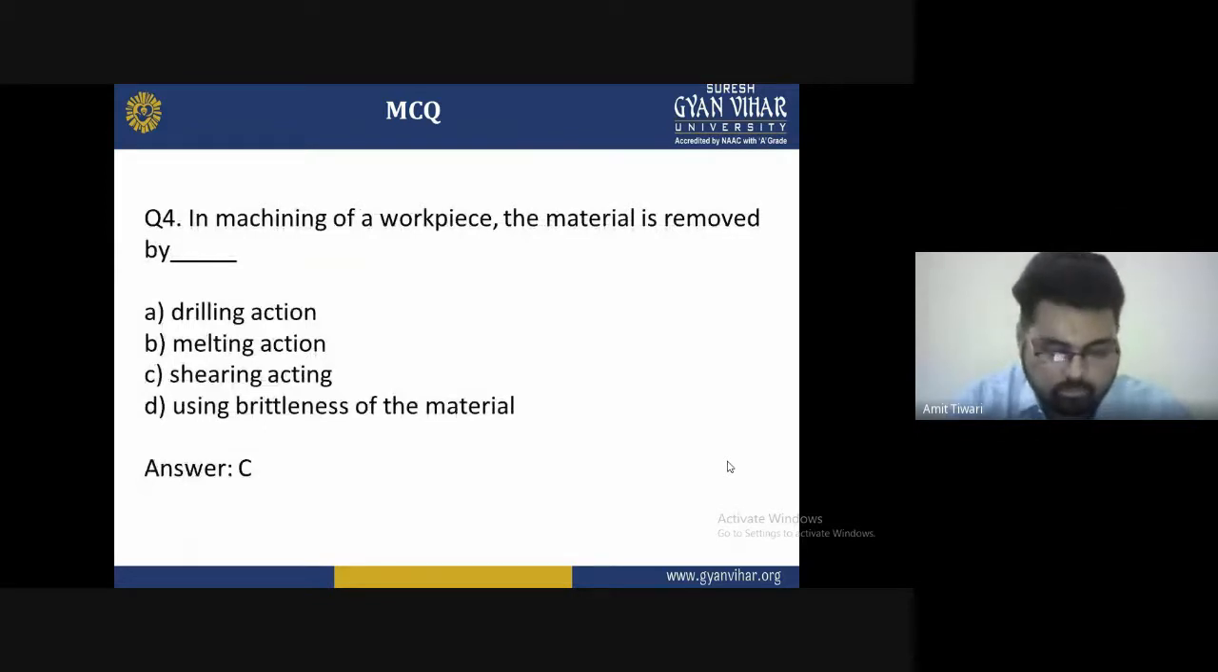Question number 4, that is the machining of a workpiece. The material is removed by drilling action, melting action, shearing action, or by the brittle fracture of the material. The correct answer is C, that is shearing action. So in machining of the workpiece, the material is removed by the shearing action.